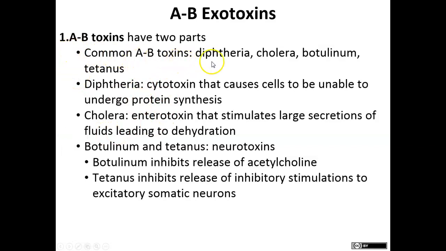Common AB toxins: diphtheria toxin, cholera toxin, botulinum toxin, and tetanus toxin are all types of AB toxins. Diphtheria is a cytotoxin, which means it damages cells. The cells that it attacks actually get damaged and die. Cholera is an enterotoxin, so it attacks only cells of the GI tract, and it causes those cells to secrete large amounts of fluid, which means you're going to release a lot of fluid in your feces, causing severe diarrhea or dysentery, and leading to dehydration and death.